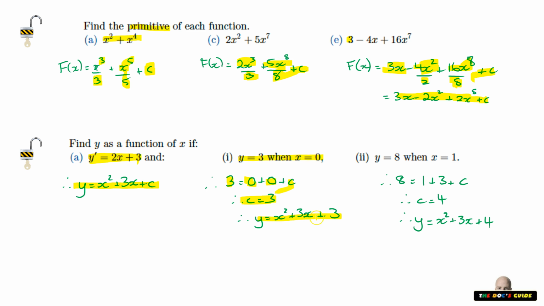So y equals x squared plus 3x plus 3. And if it was on a different curve, so y equaled 8 when x equaled 1, we do the same process, we discover that c is 4, and our curve then is y equals x squared plus 3x plus 4.